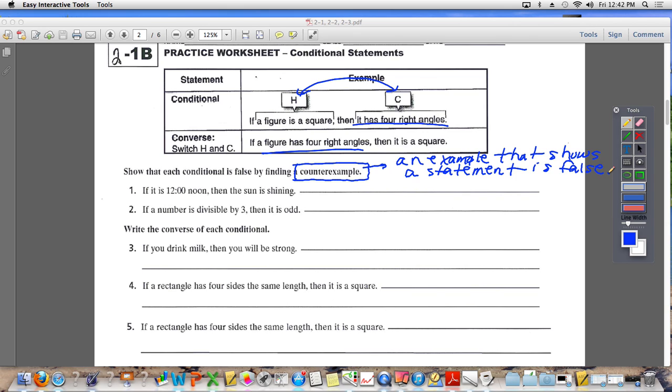It wasn't shining yesterday. At noon yesterday, the sun wasn't shining. What was it doing yesterday at noon? Hiding. It was hiding behind the clouds, or maybe it was raining, or maybe it was snowing, or something like that. You understand what I'm saying? So your counterexample in this case would be that it wasn't shining at noon yesterday. Actually, I think it was.